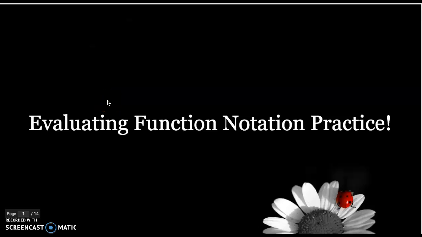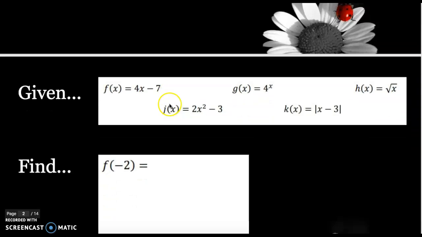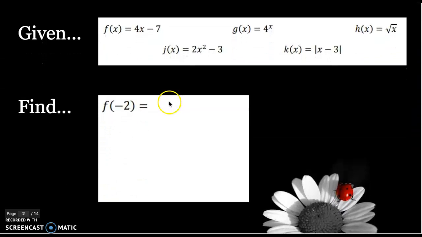I'm going to do a bunch of evaluating function notation practice. Let's do it. For each of these problems, we're going to be given a selection of 5 different functions up above: f of x, g of x, h of x, j of x, and k of x, and then we're going to be asked to find different things.